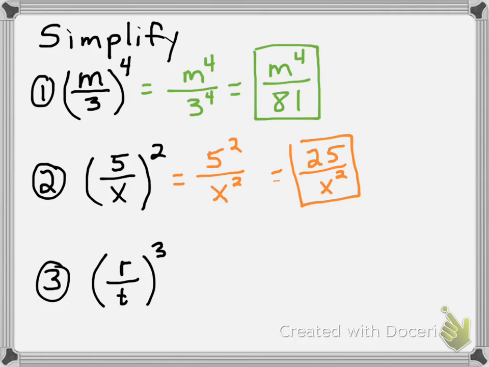So number 3, done exactly the same way. I have (r over t) raised to the third, so I have r to the third over t to the third. And there's nothing to simplify there, so that's my answer.